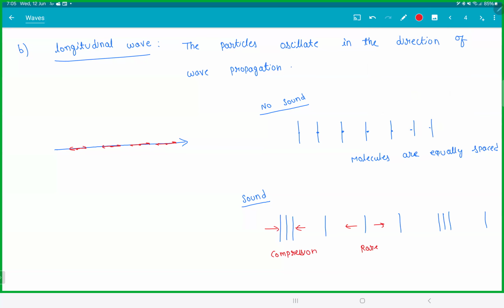The best example is when you're standing in a queue and someone gives a push from the back. That's actually a longitudinal wave. So here the particles are oscillating in the direction of the wave. Now, have a look at this.